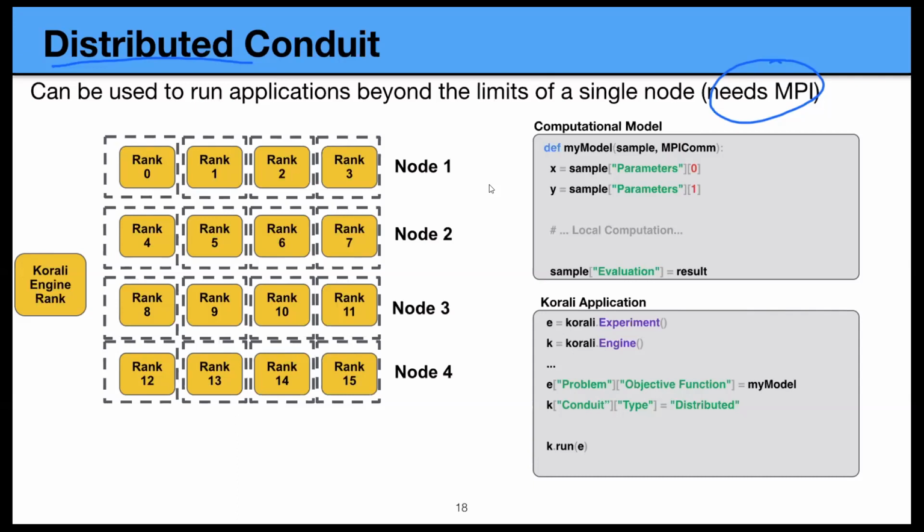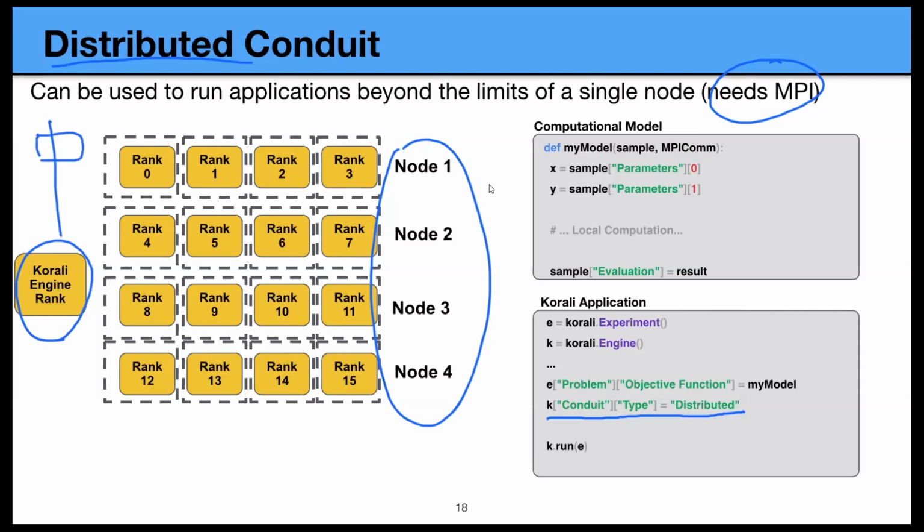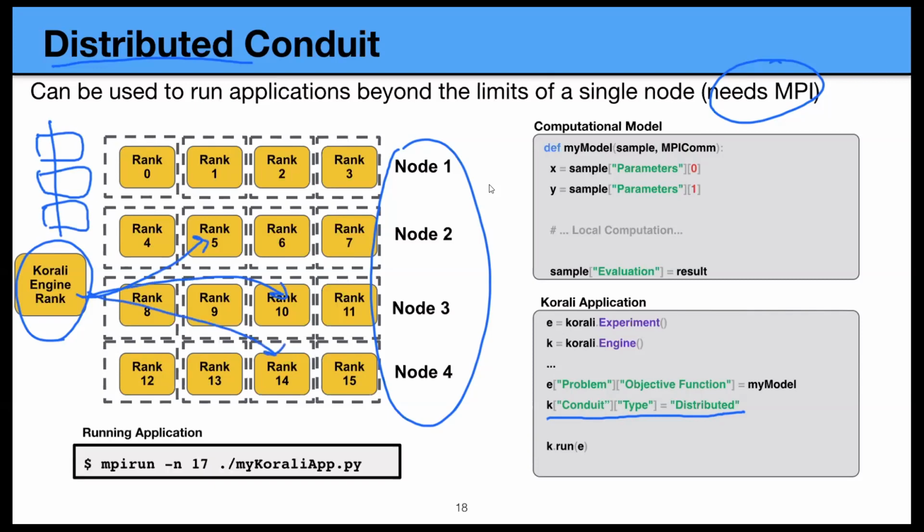So in principle, you can say, okay, let's use the distributed conduit type, and nothing else needs to change. And you will be using the 4 nodes and all 16 cores. Each one of these works just like in the concurrent conduit, computing the samples that the engine gives them whenever they are ready. So the engine holds a queue with samples, and whenever a rank is ready, it will feed them, right?